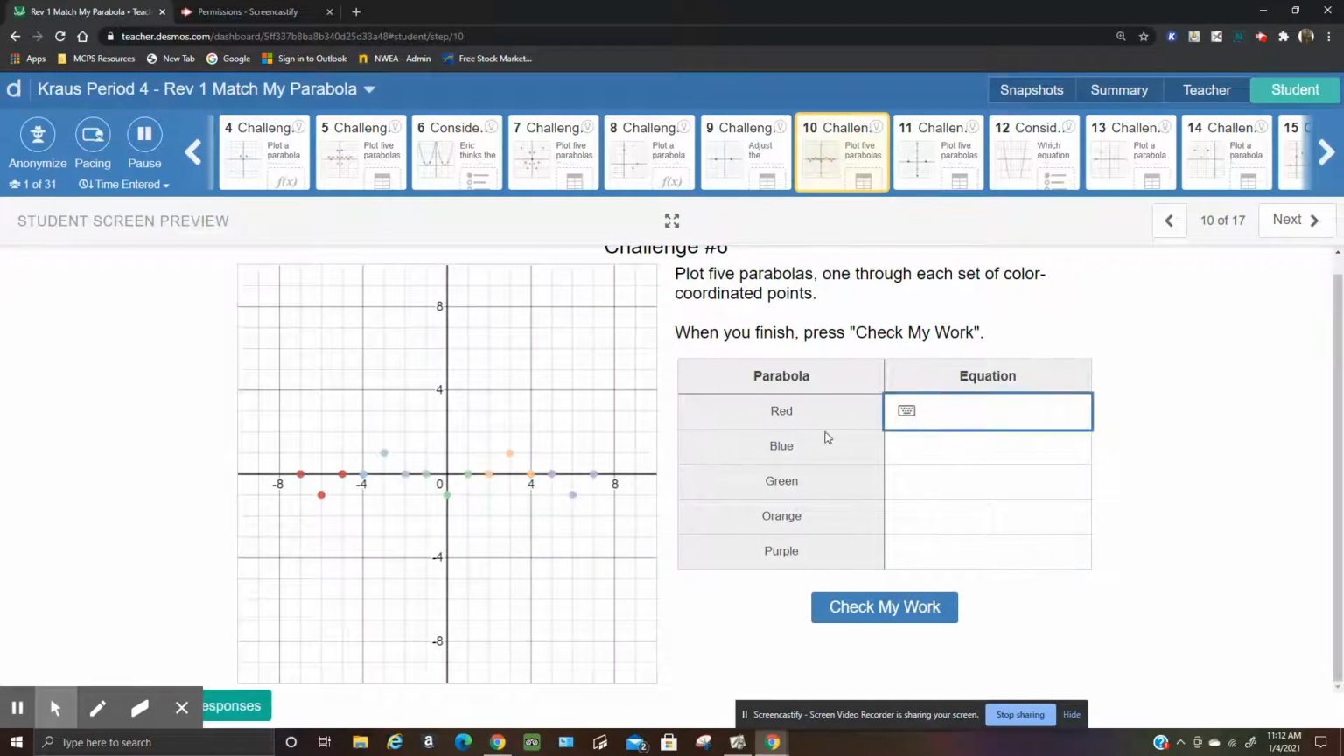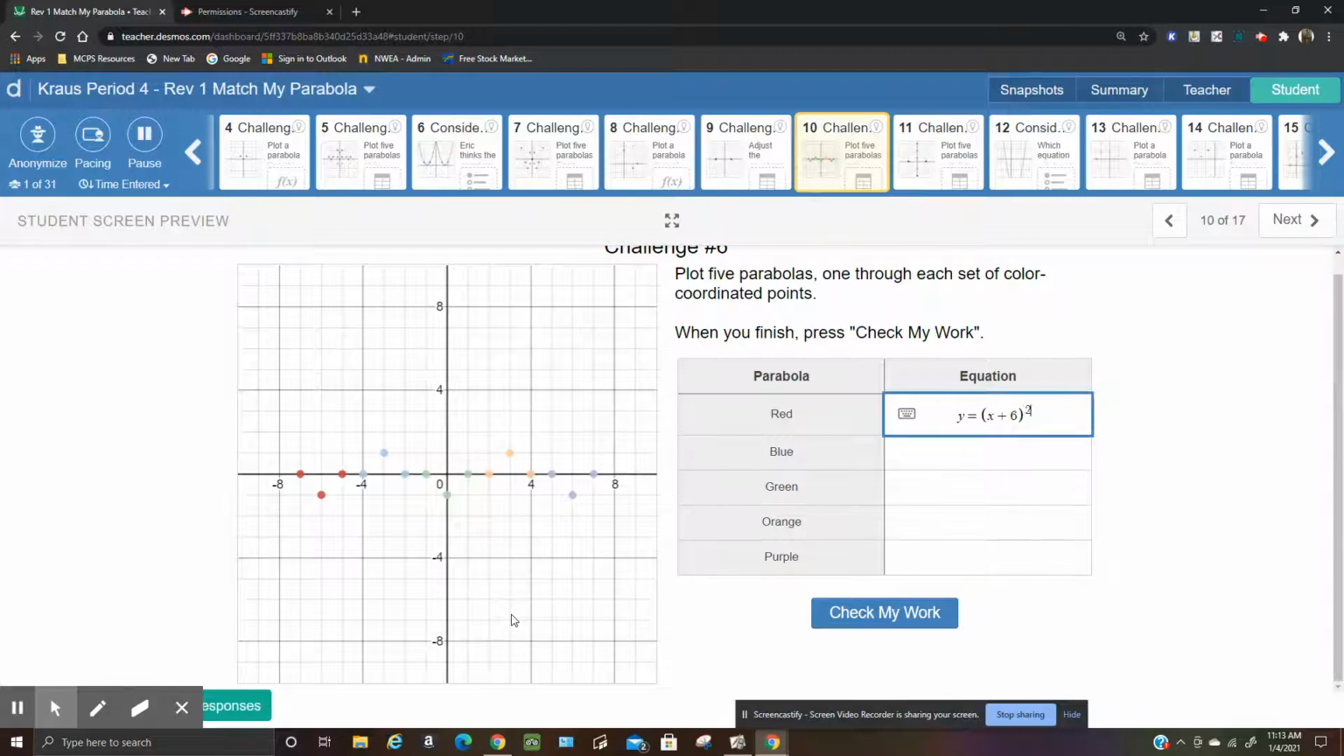All right, for each of these, I could use either the intercept form or the vertex form. The first one I would do in vertex form. I notice if I go over 1, it's up 1. So each of these has an A value of 1. I don't have to worry about that so much. So x +6 squared, and then -1. That works for the red one.